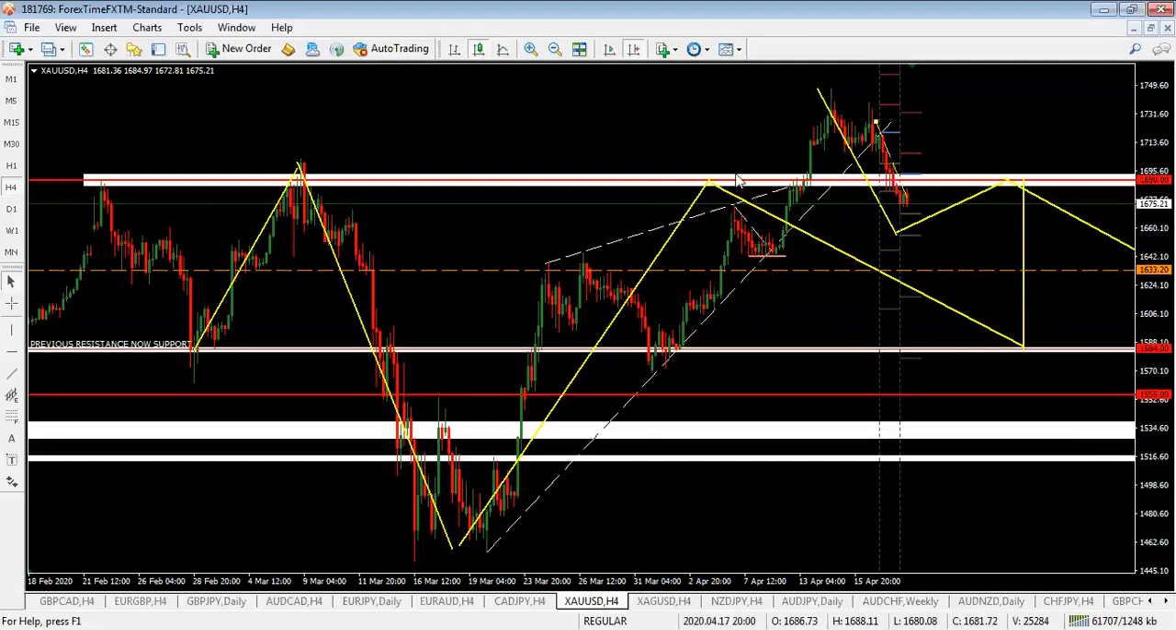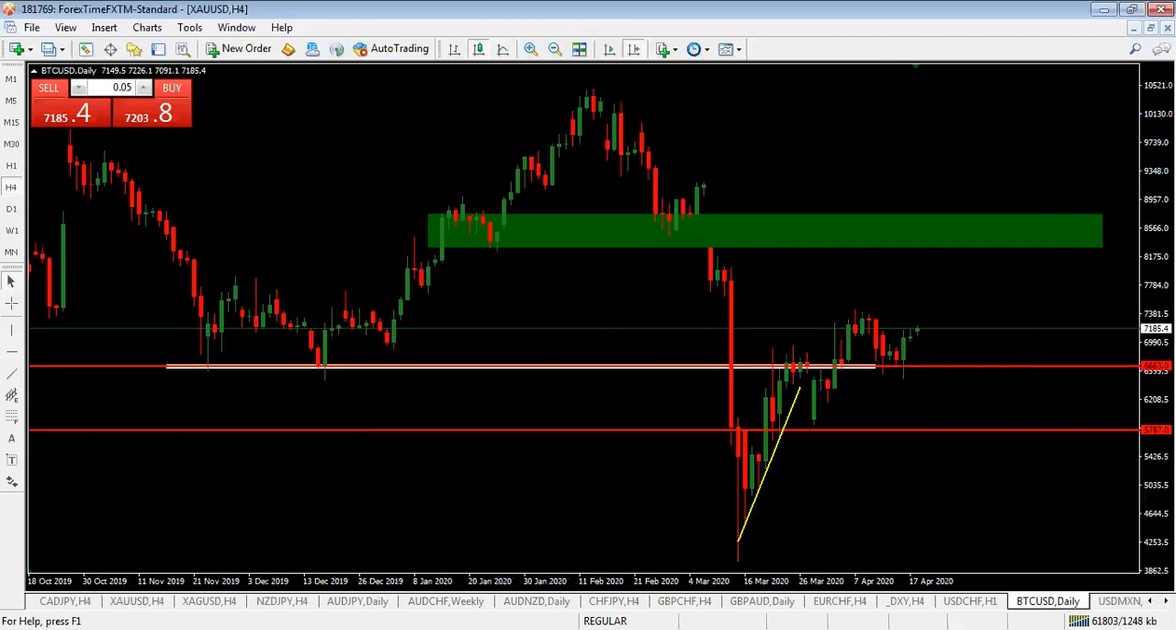For now, we don't have any viable trade, unless gold can make another push to this area. And then if we have a bounce off this area, then our risk will be reduced and our reward will be massive. So we can then sell from here into this area. That's for gold. And we'll go straight down to looking at one more thing, which is the BTCUSD.